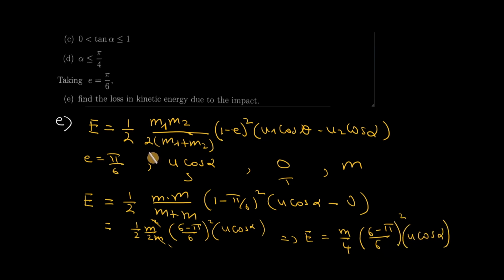The kinetic energy loss can also be calculated using the formula kinetic energy before impact minus kinetic energy after impact, but this other formula is easier to use. Therefore, kinetic energy loss is equal to this expression, and the unit is joules.